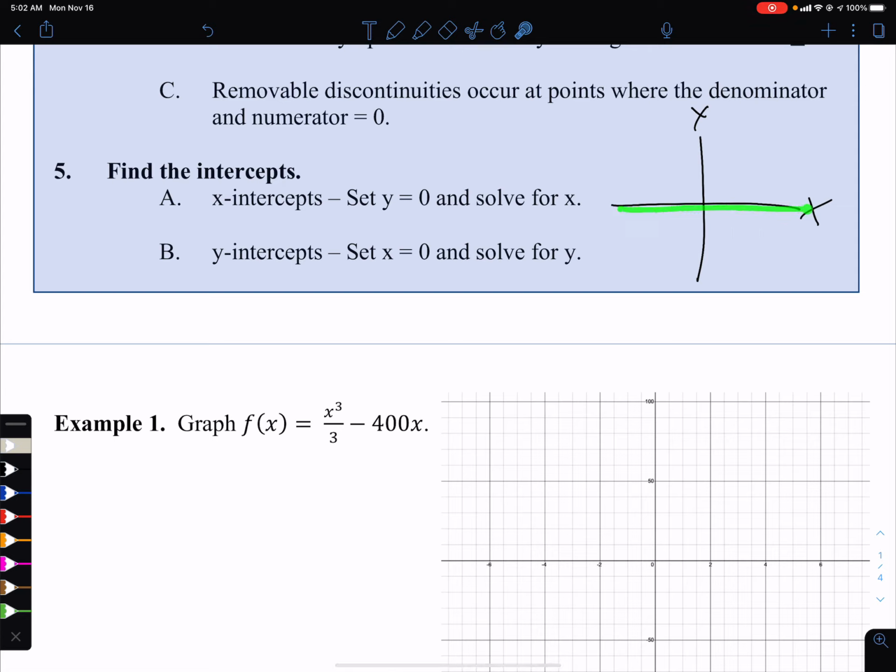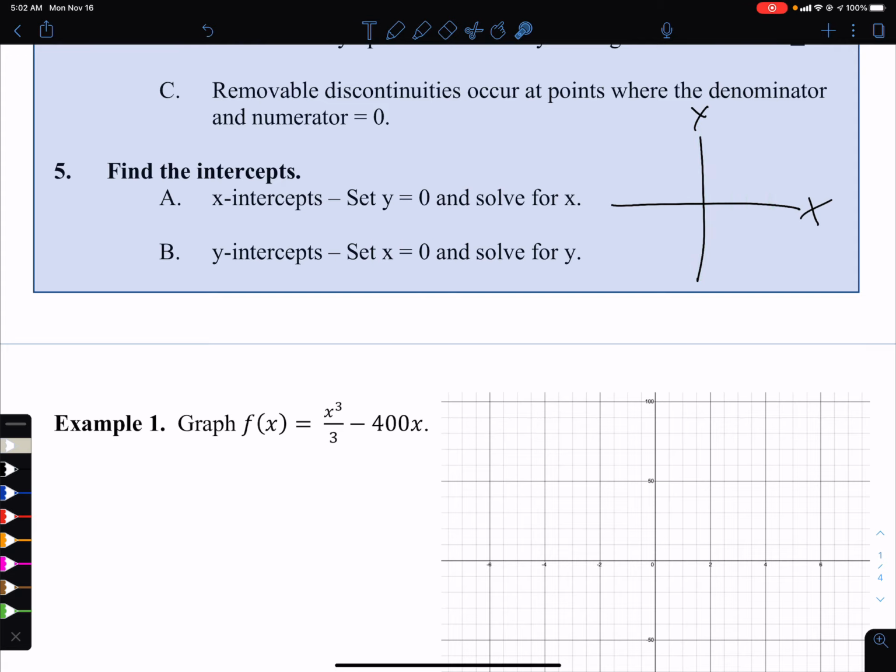Because on the x-axis, y is always 0. So if you want to find the x value of a function, it's where y is 0. You set y equals 0 and solve for x. Well, x says 3, 2, 1. X is 0 on the y-axis. So if you want to know where a function crosses the y-axis, you just set x equals 0.